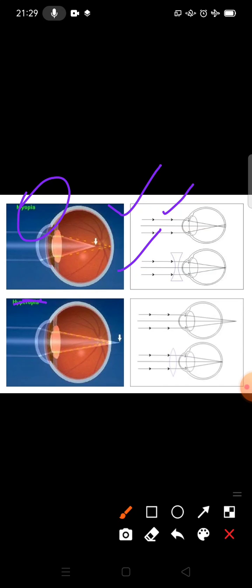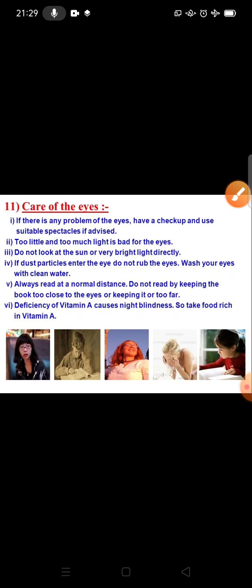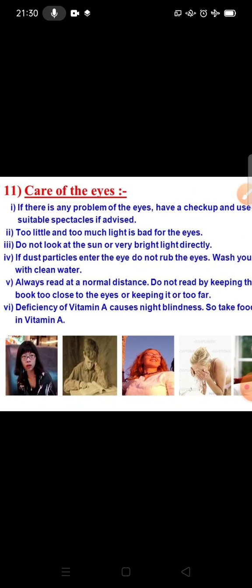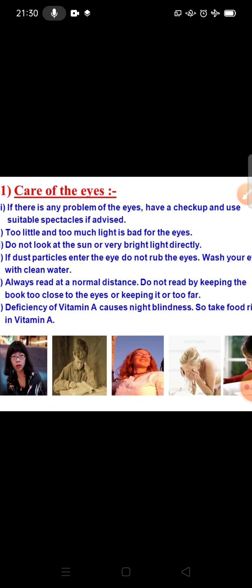So these defects, whether it is myopia, hypermetropia or cataract in old age, how can you prevent them? How can you take care of your eyes? There are some preventive measures. First of all, if there is any problem with your eyes, have a checkup and use suitable lenses if advised. Too little and too much light are both bad for your eyes.